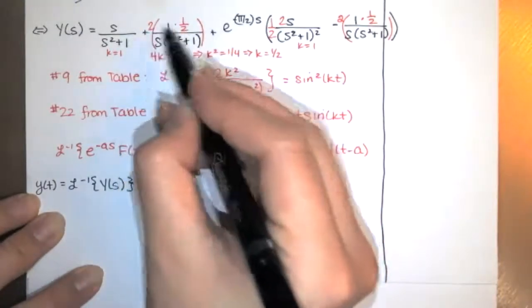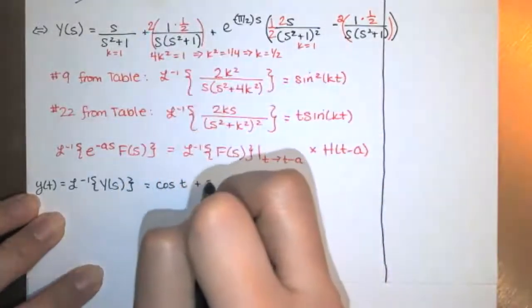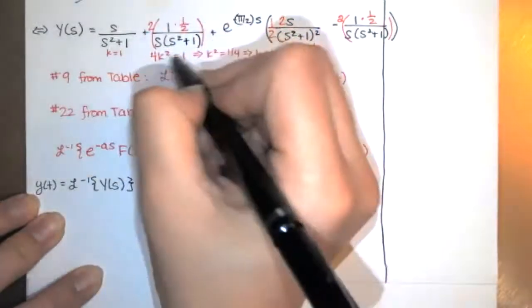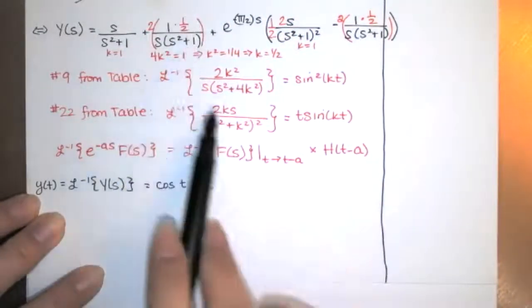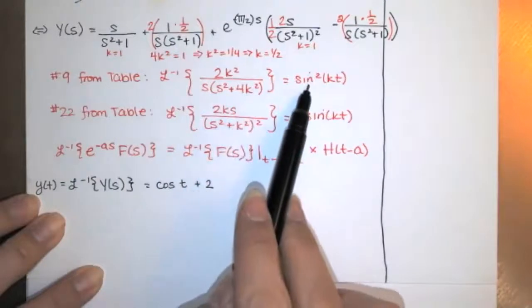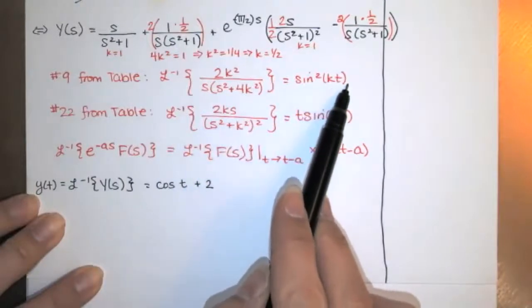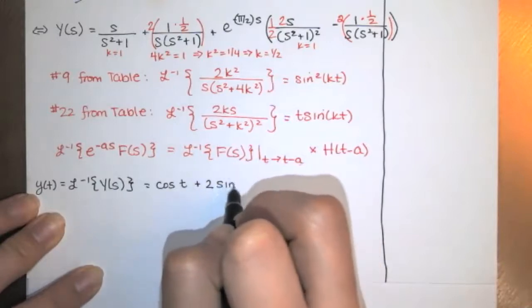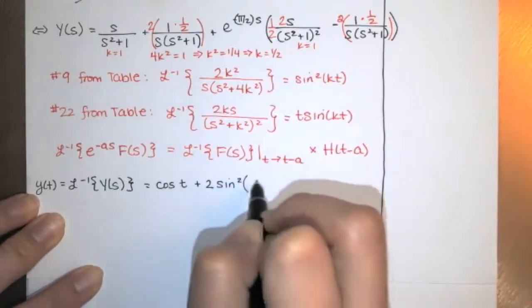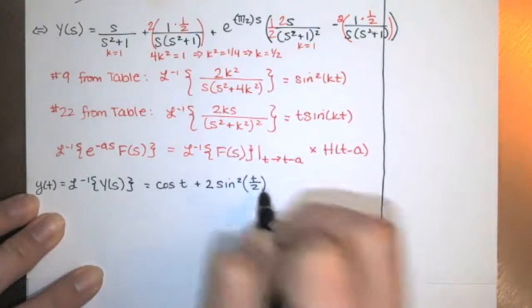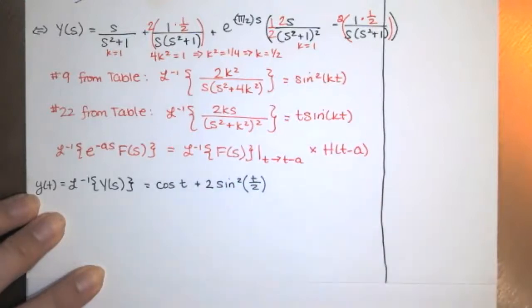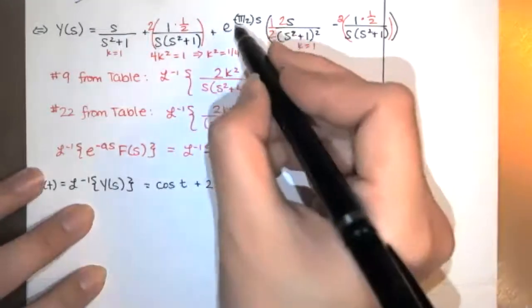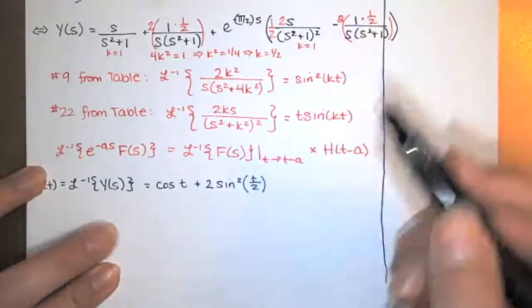And then we've got 2 times this piece. So we're going to add 2 times the inverse transform of this. And the inverse transform of this is sine squared of kt, where k is 1/2. So we've got 2 times sine squared of 1/2 t, or you could write that as sine squared of t over 2. Then we've got this e to the negative as times this guy over here.